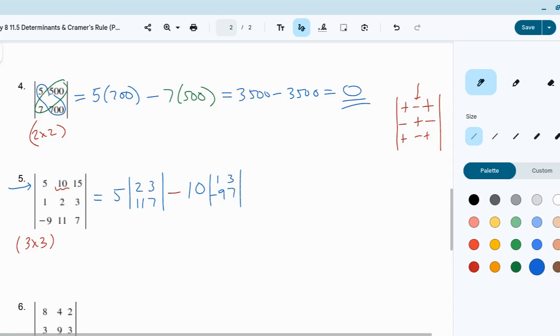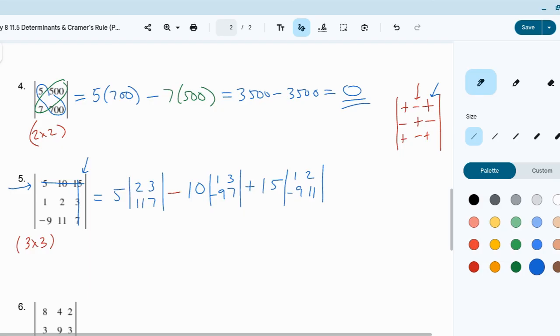Now, I'm staying in that row. I go to the 15. It's in the positive portion, or the positive cofactor spot. So I'm just going to add, right? You can see right there. So I'm going to do 15. Again, block out the row, block out the column. You don't need to physically draw lines through them, but if it helps to make sure you match your stuff up, do it. Anything that's going to help you, do it. So I got 1, 2, negative 9, 11, right?